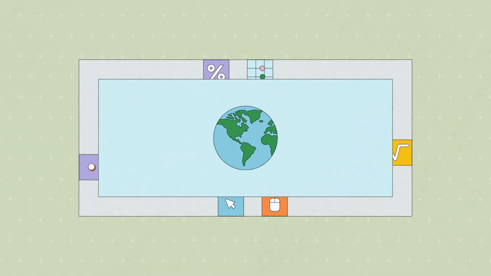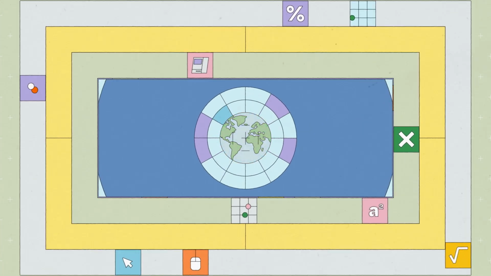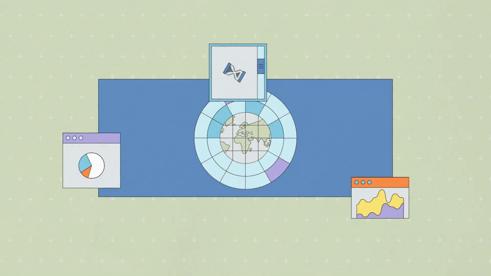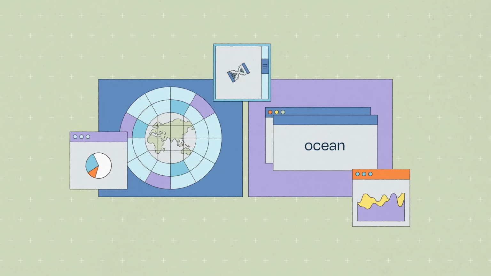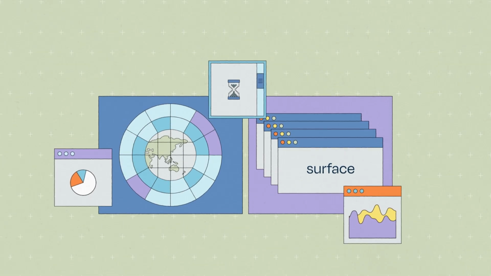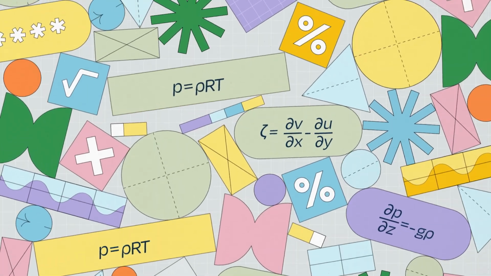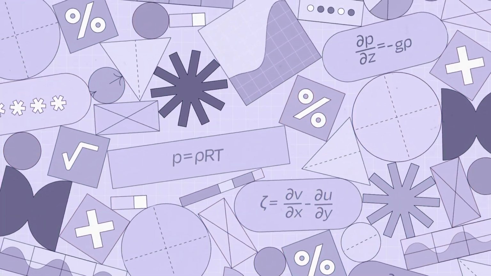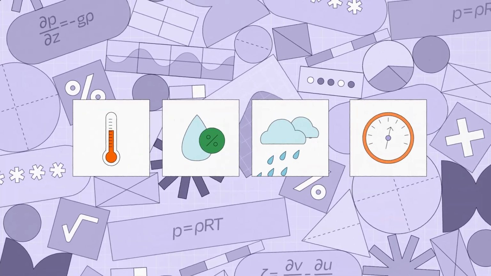Since you can't put the Earth in a lab, scientists use climate models to simulate the climate. They use complex software that dynamically represents physical processes and their interactions in the Earth's atmosphere, ocean, ice, and surface. These processes are represented by mathematical equations based on the laws of physics. They calculate variables such as temperature, humidity, precipitation, and barometric pressure.